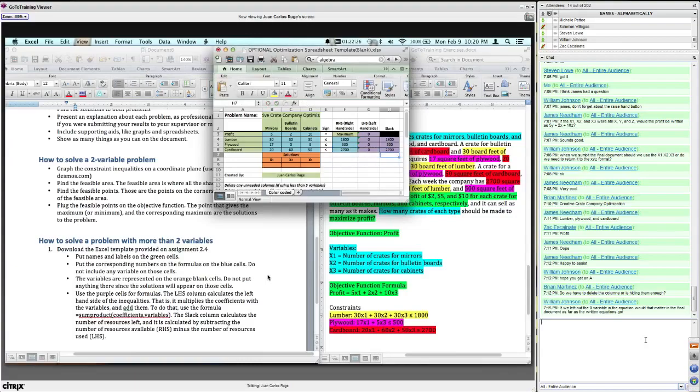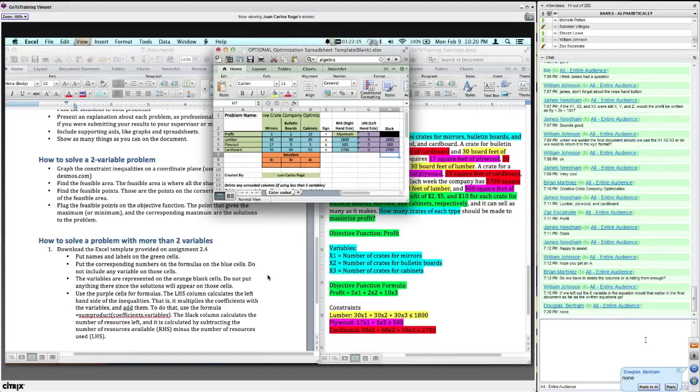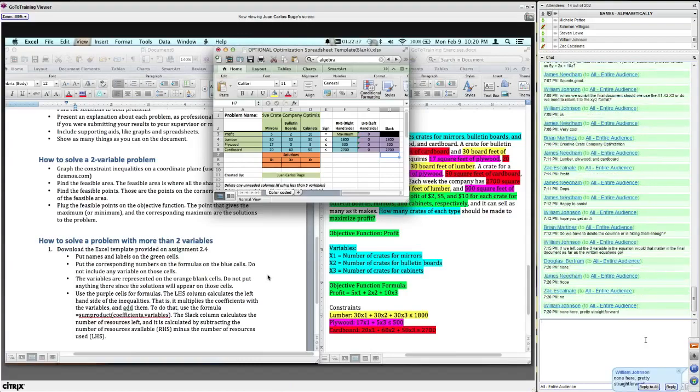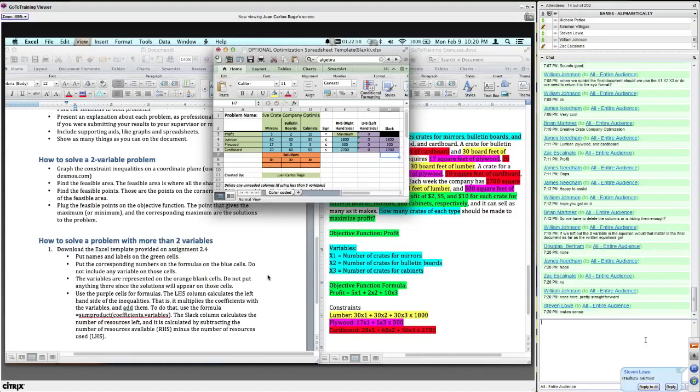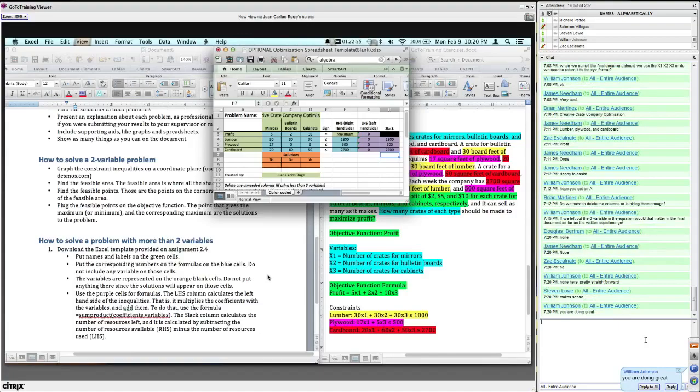Okay, guys, questions about how to set up this template? Yep, I've been trying to be really straightforward about it. Awesome, thank you, William.